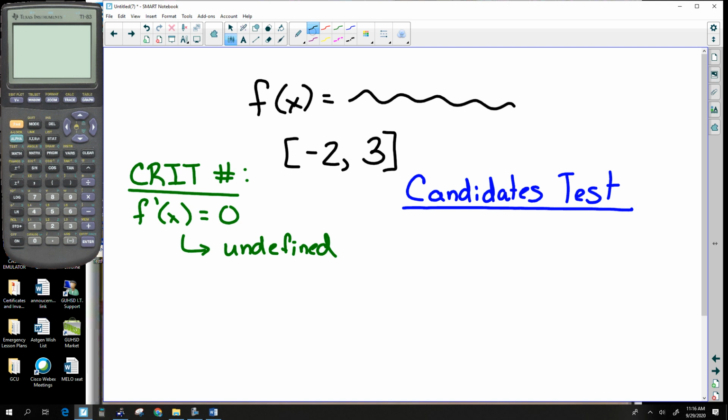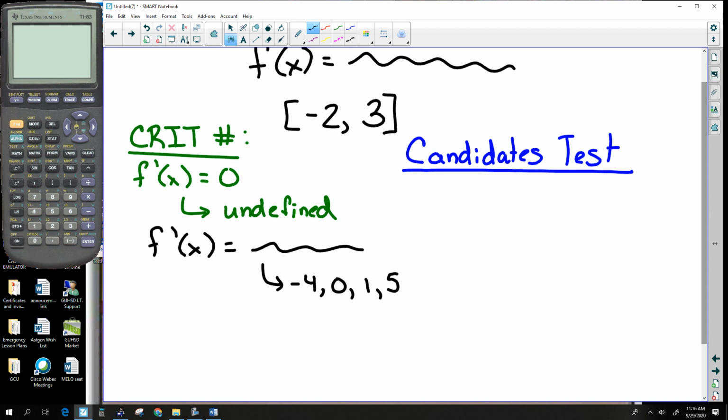So say, for instance, we take this f, we take the derivative, and the derivative comes out to be something, and I have critical numbers at x equal to -4, 0, 1, and let's say 5. A lot of critical numbers.